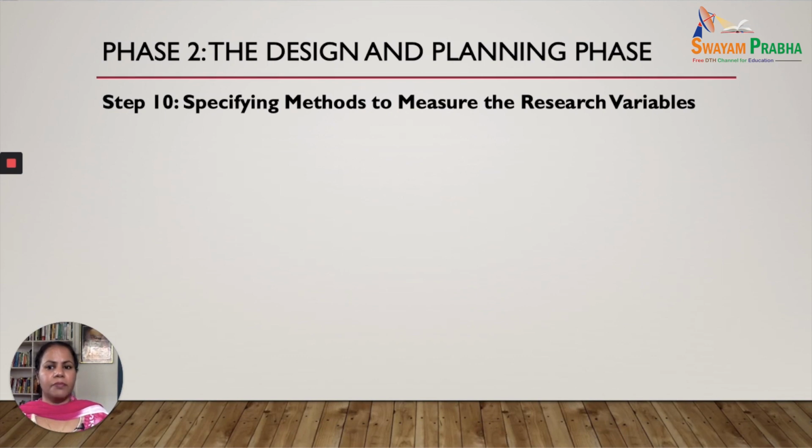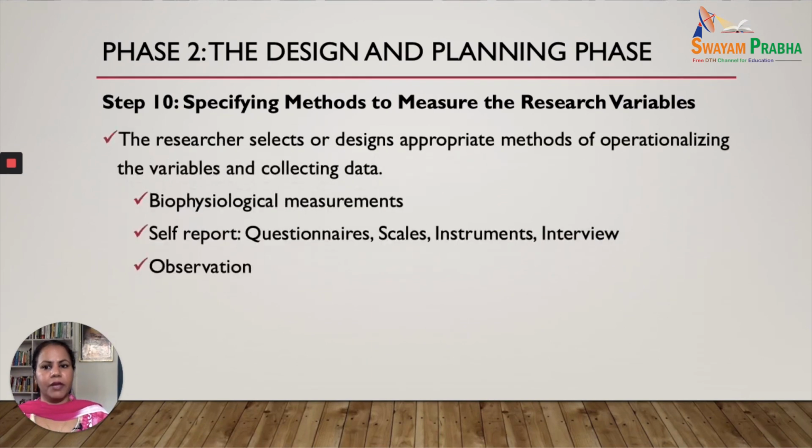Next step is specifying the methods to measure the research variables. Now here you decide which methods you will be using to collect the data, right? So the researcher selects or designs appropriate methods of operationalizing the variables and collecting the data, particularly when we decide our concepts, when we operationally define our concepts or variables. That time we should decide how we will be measuring these concepts.